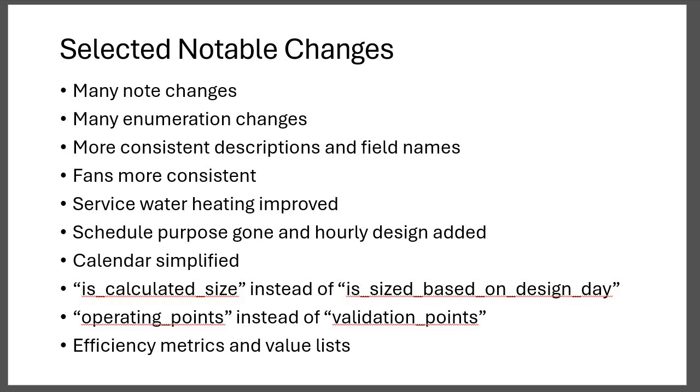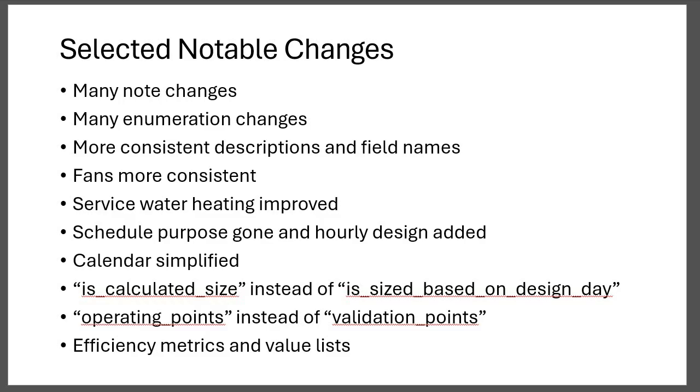This is also the case for a lot of enumeration changes that were made. And in general, descriptions and field names were made more consistent. Fans also, we used to have a lot of different ways of describing fans in different locations. There were fans in cooling towers, there's fans in HVAC systems and other places, and they had all sorts of different descriptions, and so we're now using a single data group for fans all over instead of having different ones.